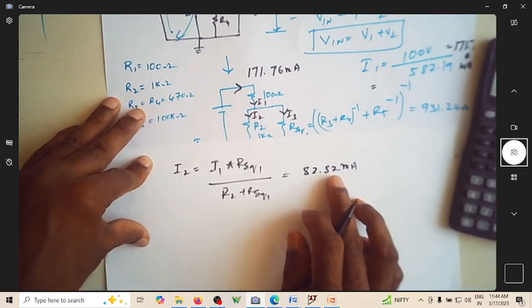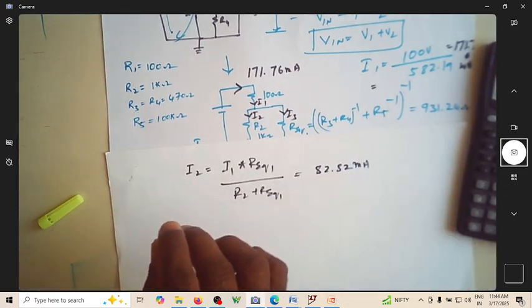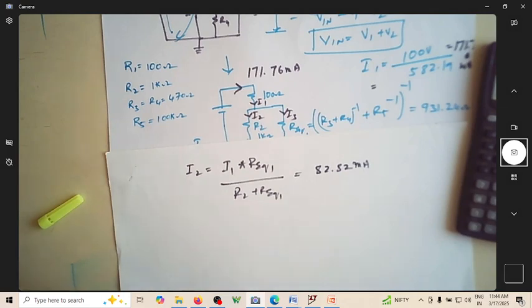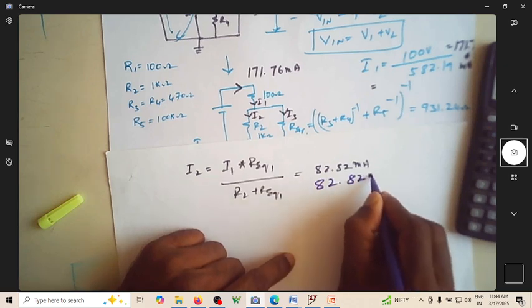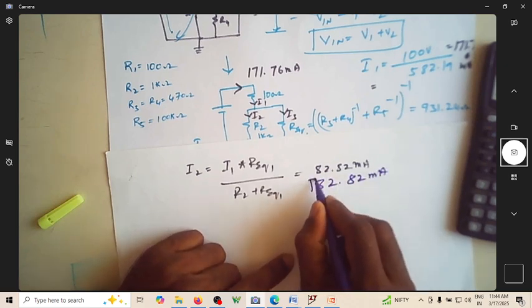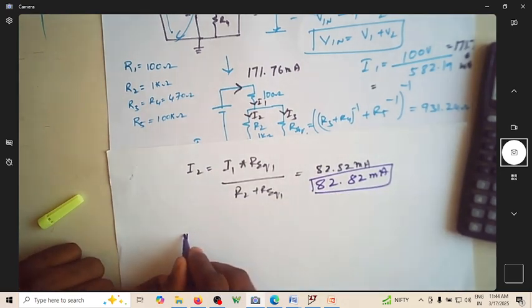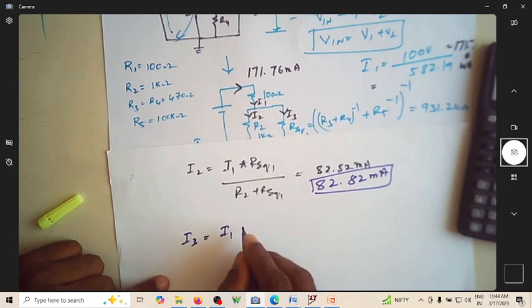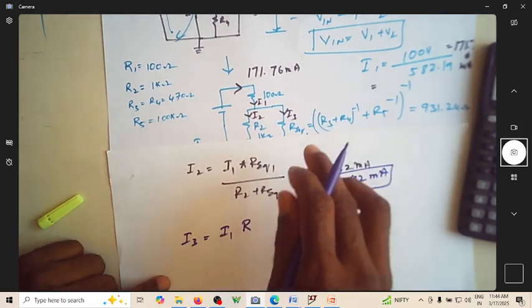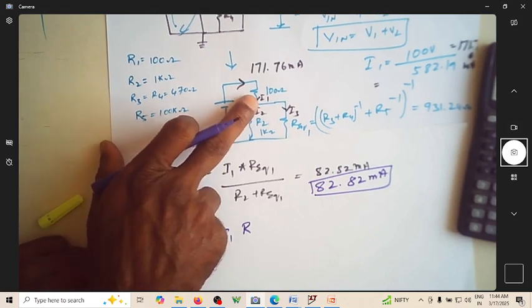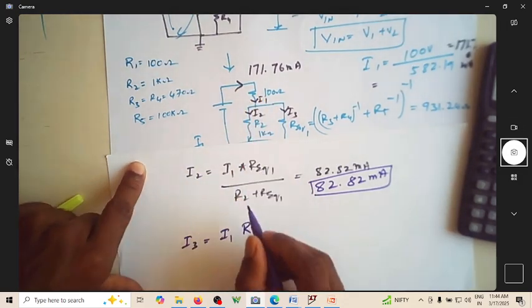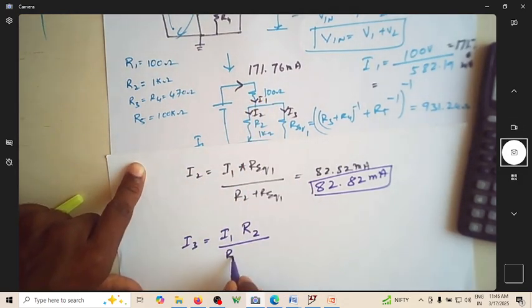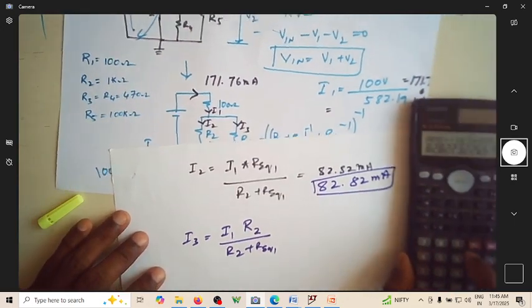So this is the current now, 82.82 milliampere. 82.82 milliampere is the current flowing through I2. So naturally I3 is equal to the same I1 into resistance. If you want to find this, you know this current. The current flowing through this is the main current multiplied by the resistance of the other arm divided by the sum of those two resistors.